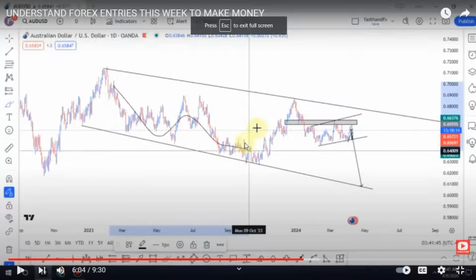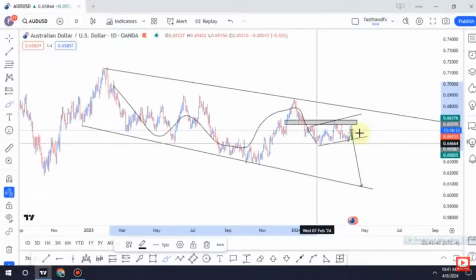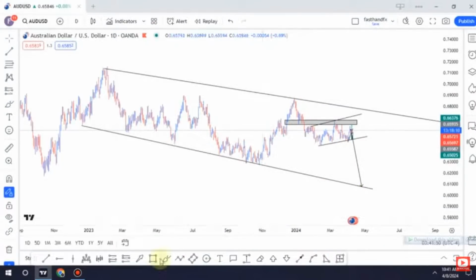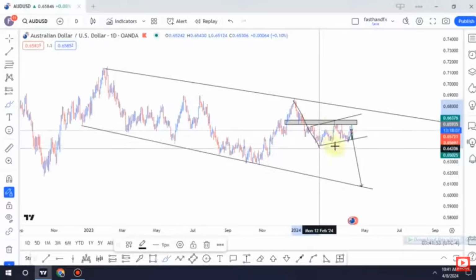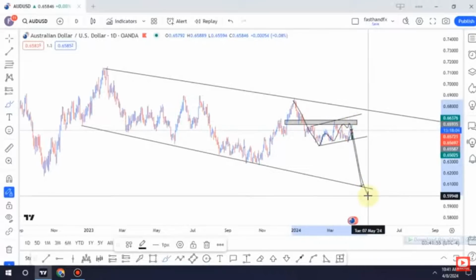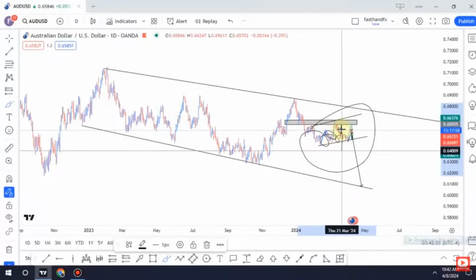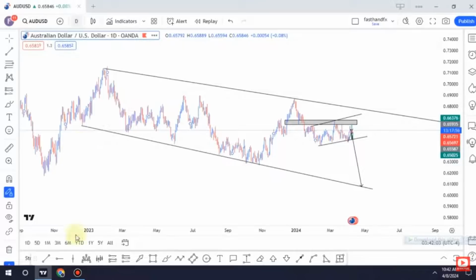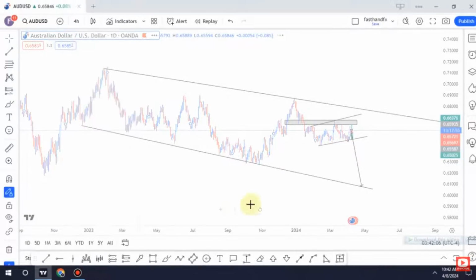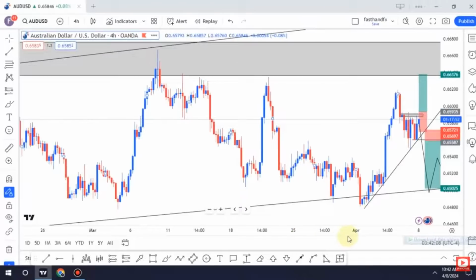Impulse correction, so I'm expecting all this to be an impulse all the way down. If we have that kind of play, then this might be an impulse. This is a bearish flag correction for the market to continue its journey down. So let's go to the lower time frame and understand this kind of pattern. Let's go to the H4, something like this.